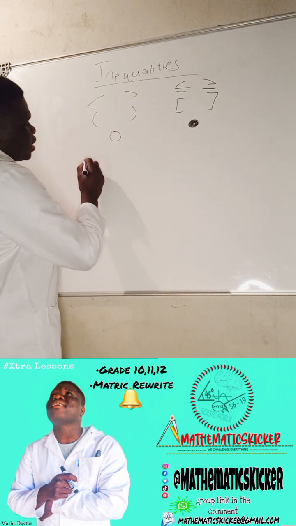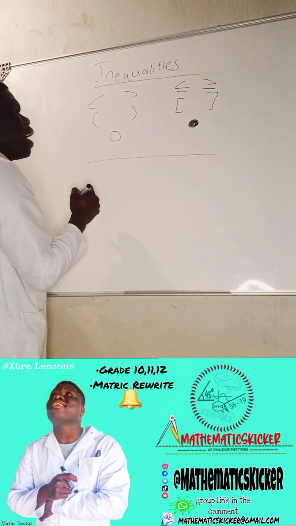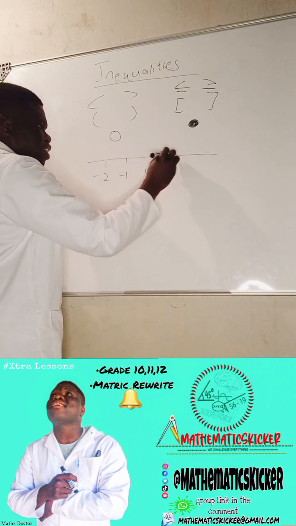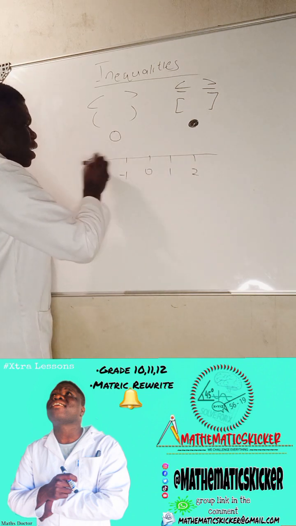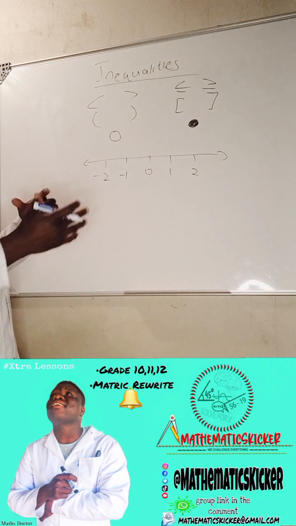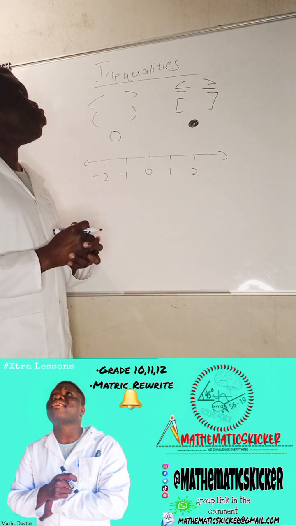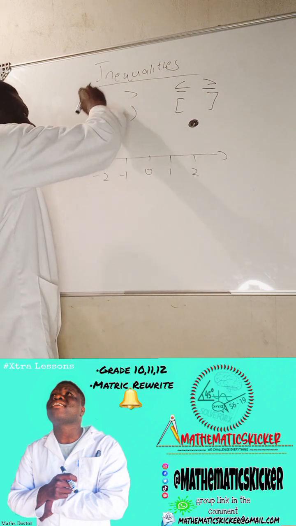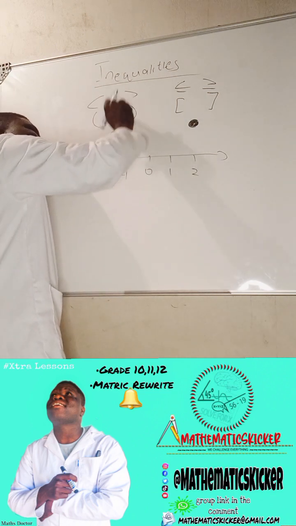And you have to understand the number line, which is the set of real numbers. You have to familiarize yourself with these things in order to understand the inequalities. Then let's make a link between these.